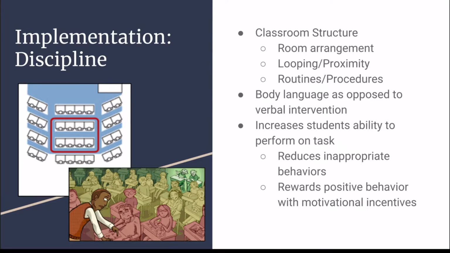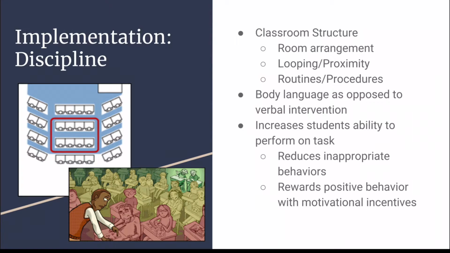So the next area of implementation that we have is in discipline, and you can implement this in the classroom structure, which is the room arrangement, which contributes to a teacher's effectiveness as an authoritative figure. The teacher should also have a loop that they follow that allows them to both check on the students' progress and monitor them, and that's just to help monitor behavior through proximity. Your body language is a huge part of this discipline. It wastes less class time than pausing a lesson entirely to verbally reprimand a student.